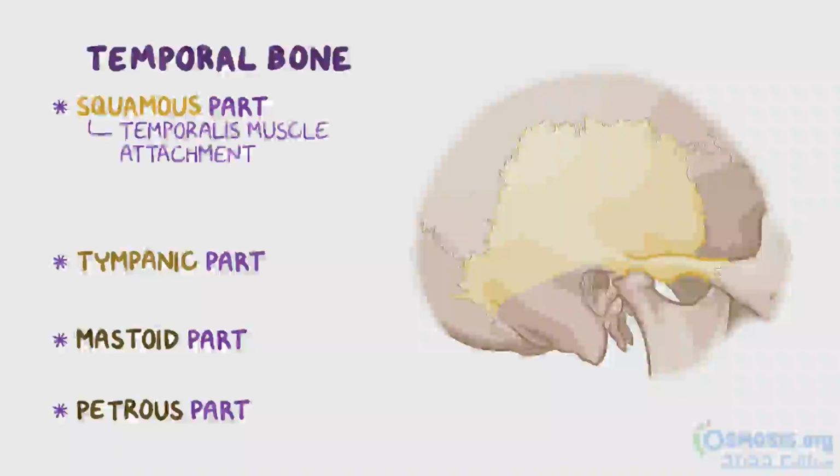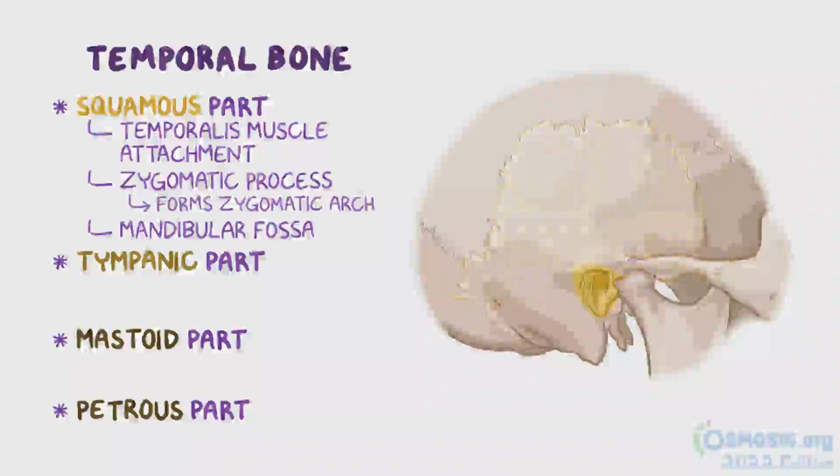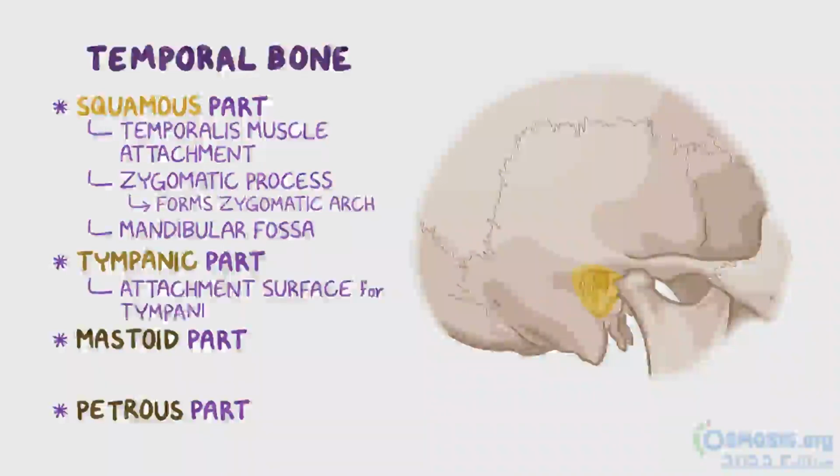From the lower portion of the squamous part, the zygomatic process arises, and it articulates with the temporal process of the zygomatic bone, forming the zygomatic arch. The squamous part also has a depression called the mandibular fossa to articulate with the mandible. Right behind this articular surface, there's the tympanic part, which forms most of the external acoustic meatus and provides an attachment surface for the tympanic membrane.